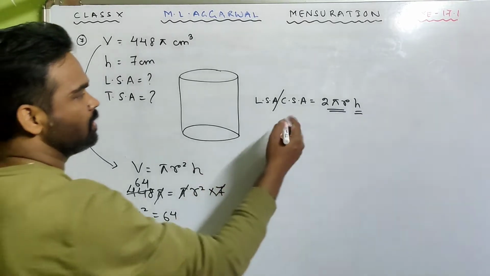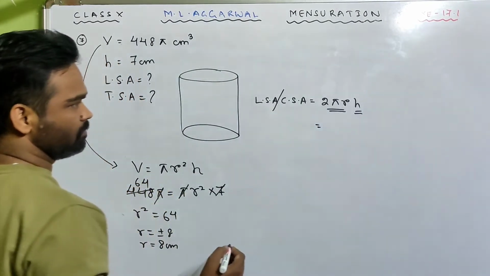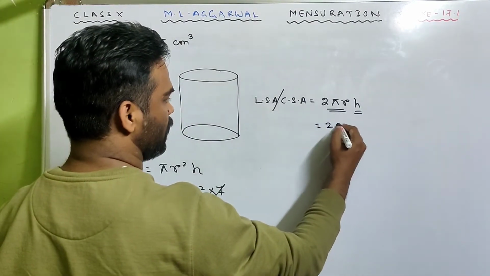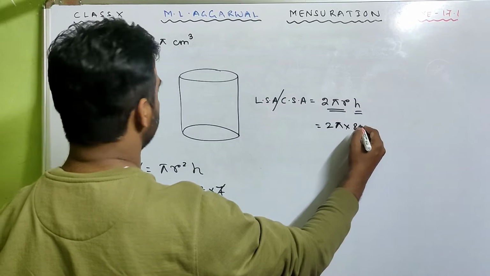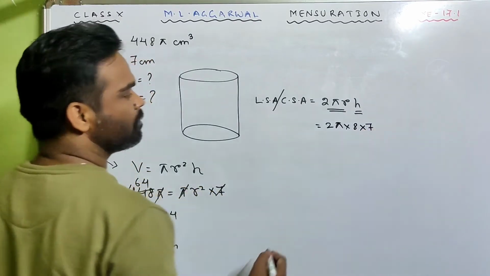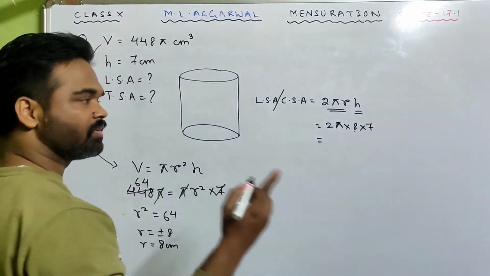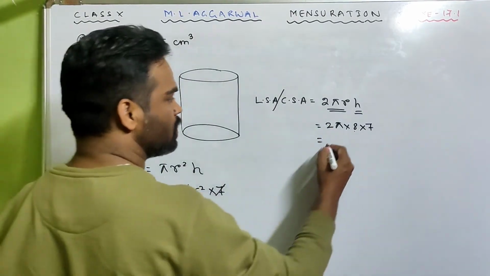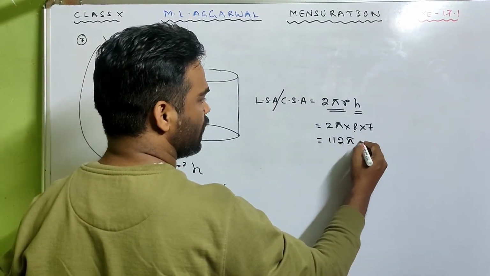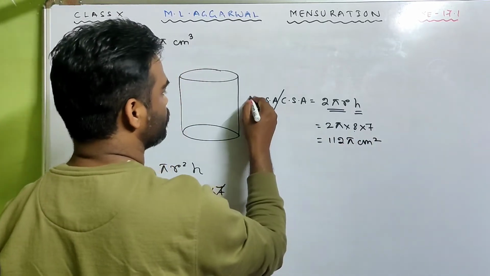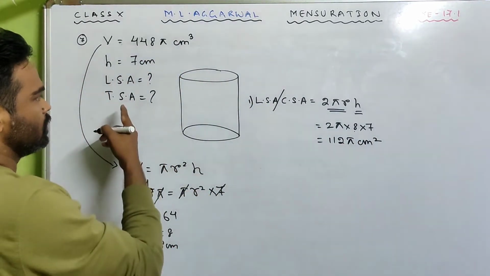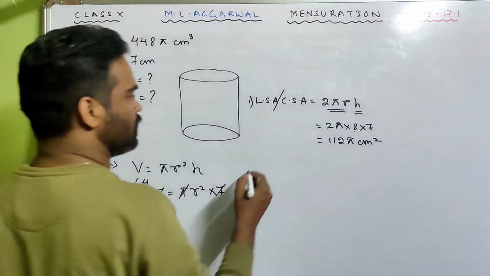So r is 8. So your lateral surface area will be 2 pi r h, r is how much? 8 into 7. So that's 8, 7 times is 56, 56, 2 times is 112 pi centimeter square. Done? They've asked for the total surface area.